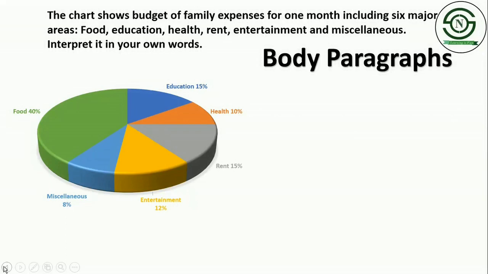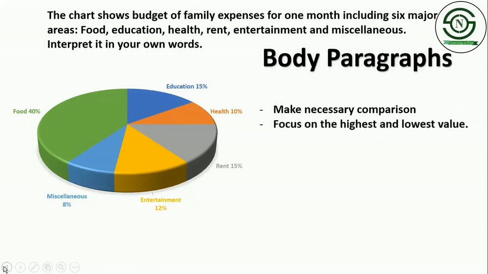another important element to be included in the explanation of pie chart is body paragraphs. Well, when you are writing body paragraphs, make necessary comparison. You don't need to focus on each and every detail, and don't panic if you cannot make necessary comparison. Even you can include those informations too if you cannot make comparison. Focus on the lowest and the highest value. For instance, if you look at the expenditure ratio, then the highest expenditure is on food, 40%, lowest miscellaneous, 8%.